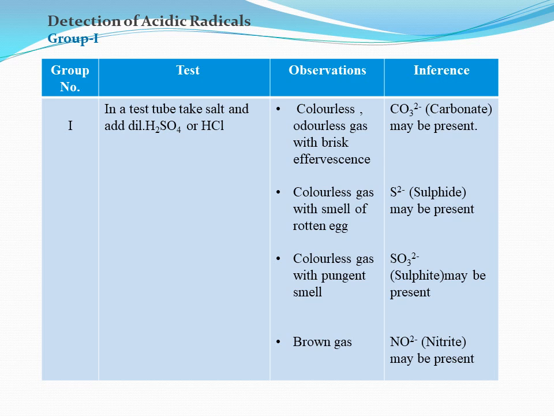Instead of this observation, if you find colorless gas with smell of rotten eggs, it means sulfide ion may be present. Instead of this observation, if you get colorless gas with pungent smell, it means sulfite ion may be present. And if you get brown gas, then it means that nitrite ion may be present. If you don't find any evolution of gas, it means first group of acidic radical is absent. Then the given mixture may contain second group or third group acidic radical.